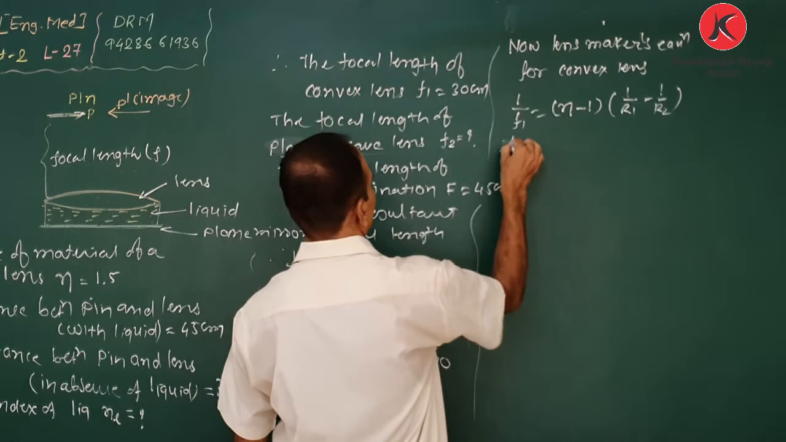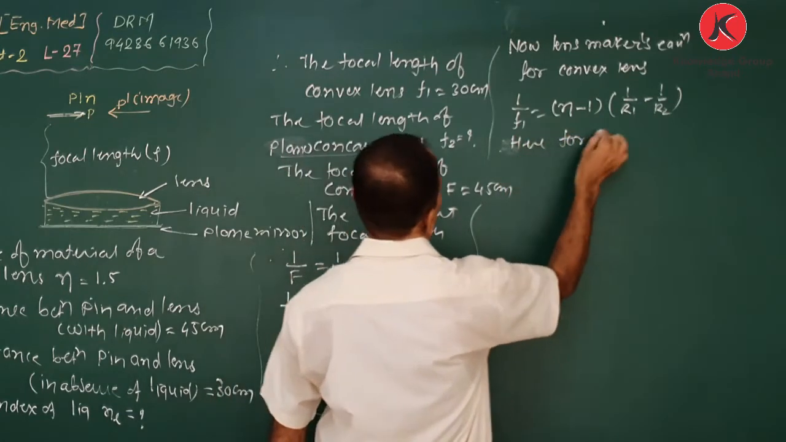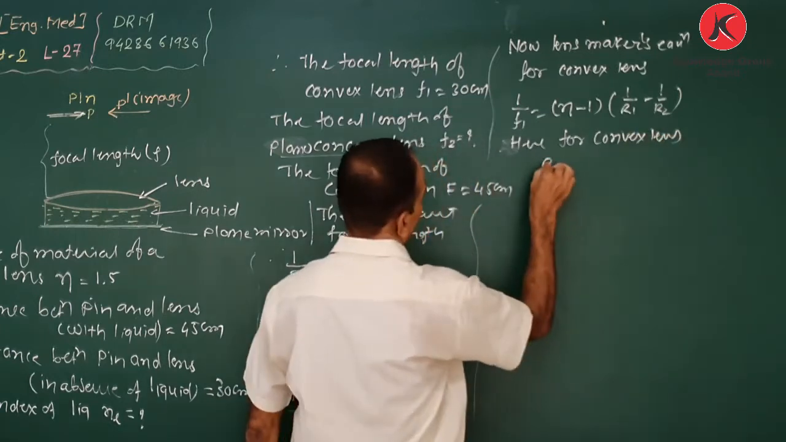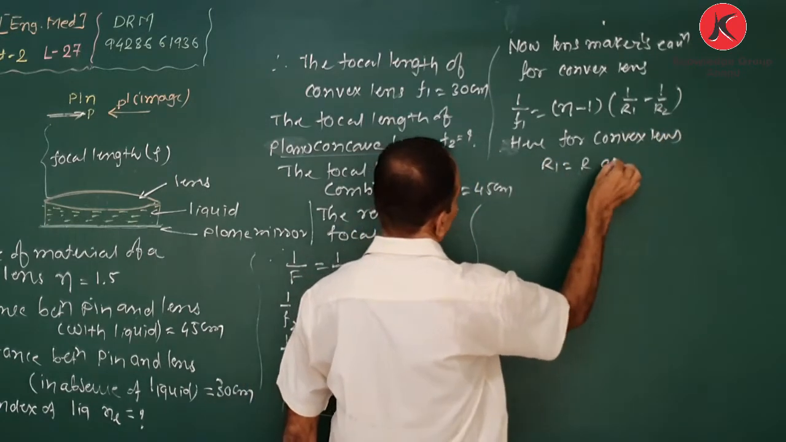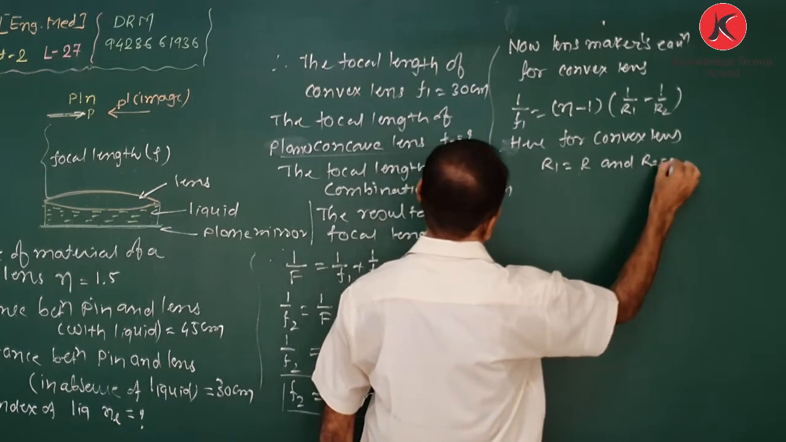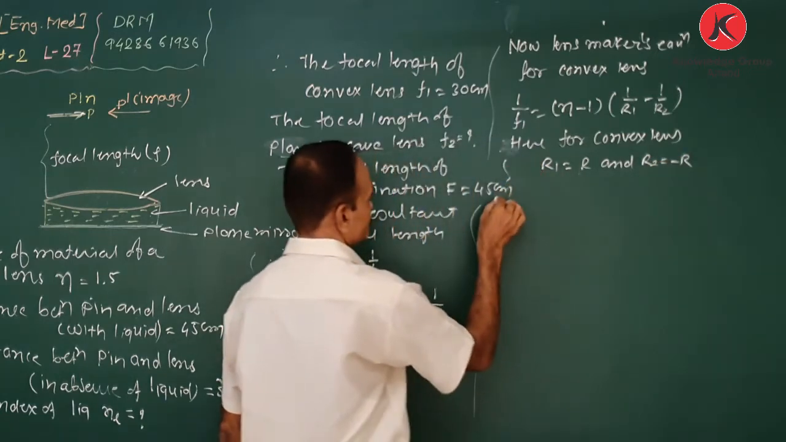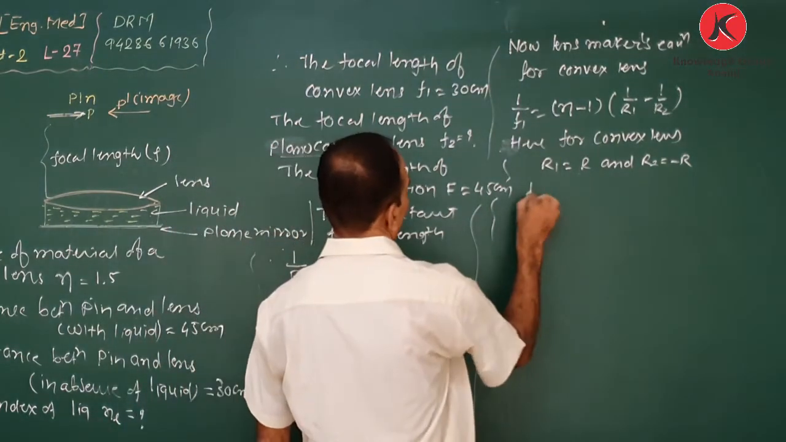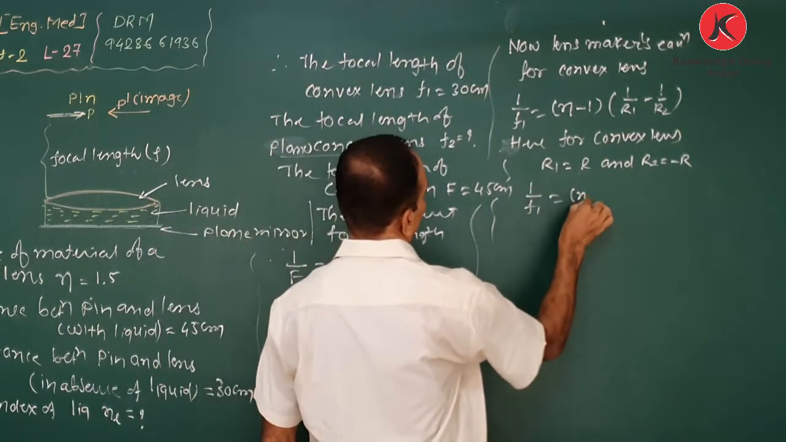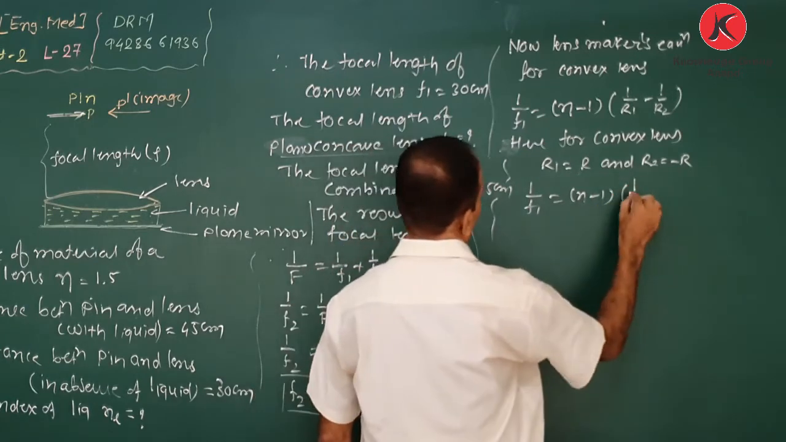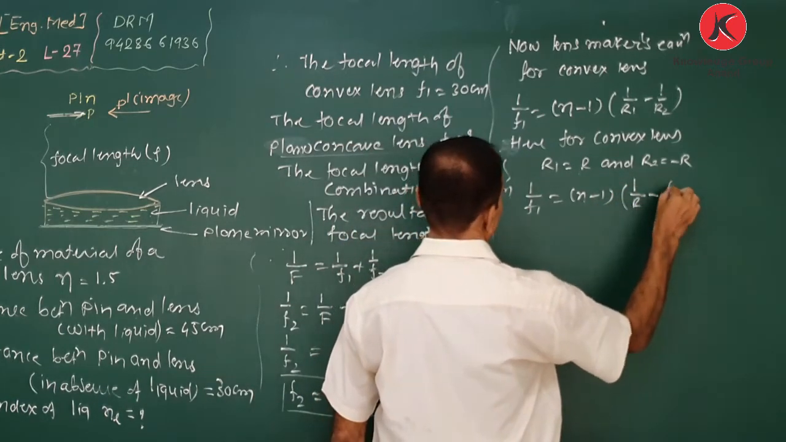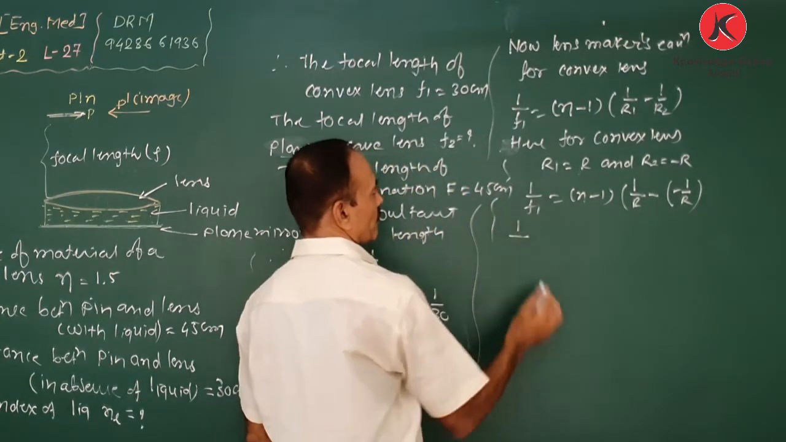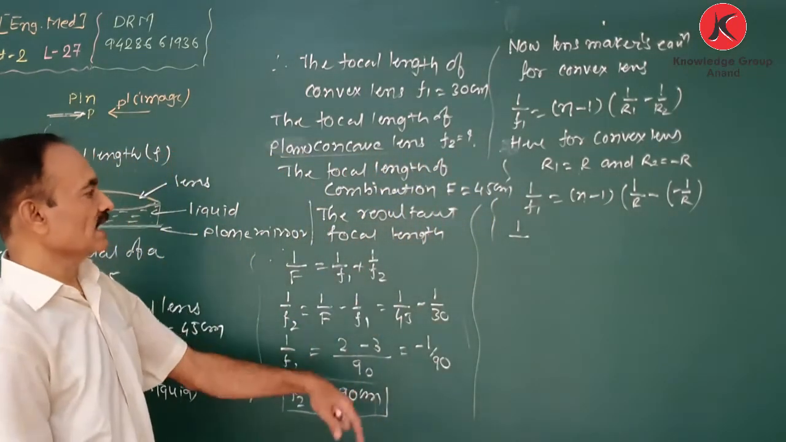First thing, here for the convex lens, R1 is equal to R and R2 is equal to minus R. Therefore, 1 upon F1 is equal to (N minus 1) into (1 upon R minus 1 upon R). Therefore, what is F1? F1 is our 30.